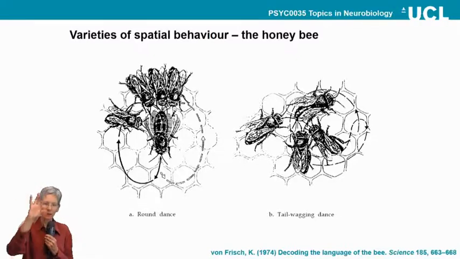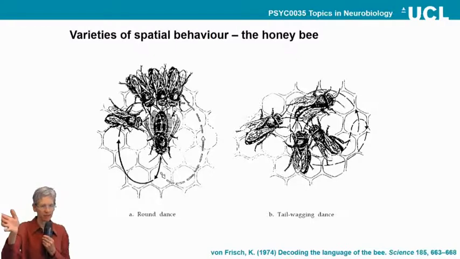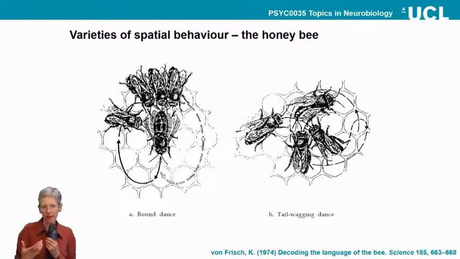And then the intensity of the waggling gives the other bees an indication of how far they have to go. So a really intense waggle means that you have to fly in that direction for a long time, and a not such intense one means it's quite close by. So with the waggle dance, the bee is communicating vectorial information about the distance and the direction to the flowers.